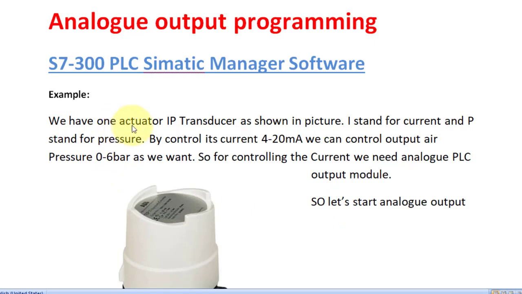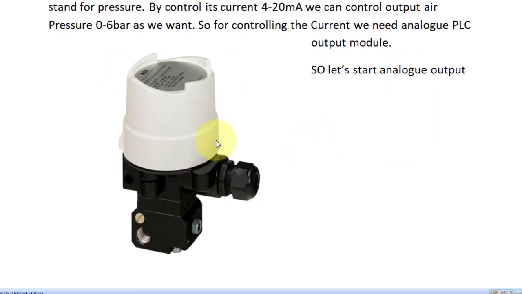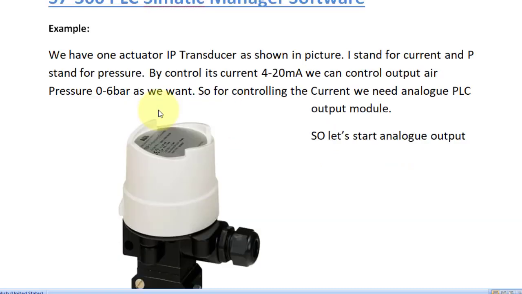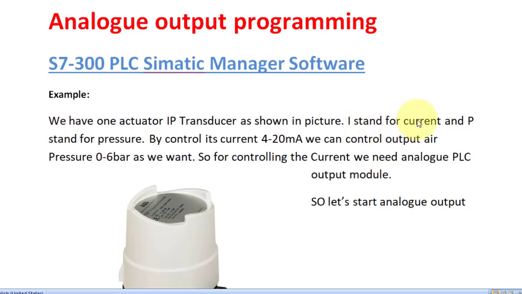We have one actuator, an IP transducer, as shown in the picture. I stands for current and P stands for pressure. By controlling the current from 4 to 20 milliampere, we can control the output air pressure from 0 to 6 bar as we want. So for controlling the current, we need analog PLC output module programming.